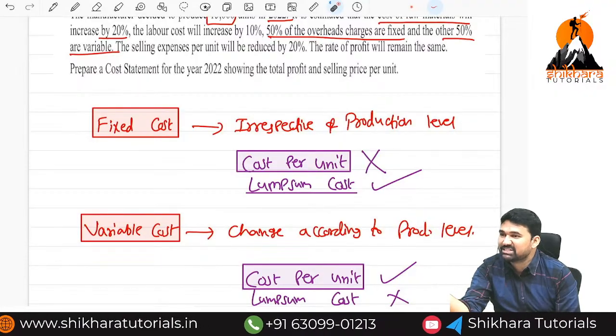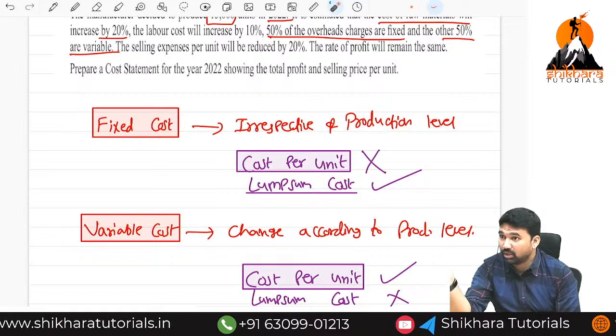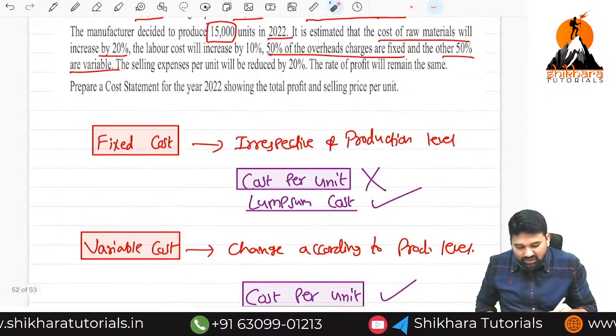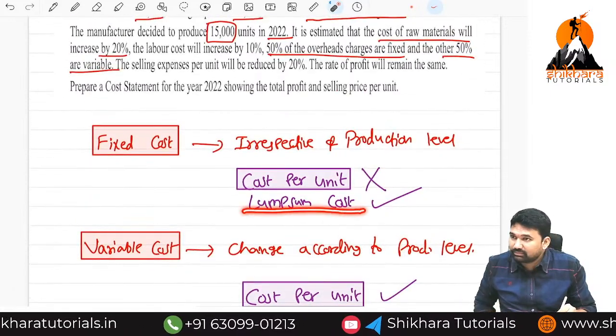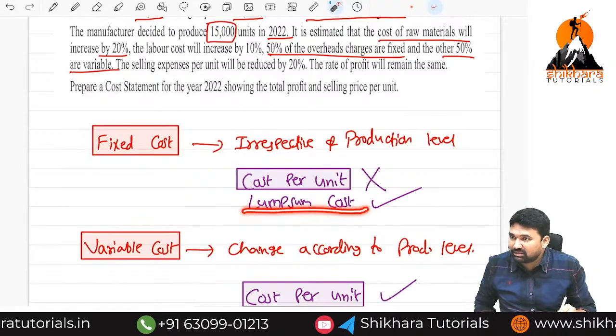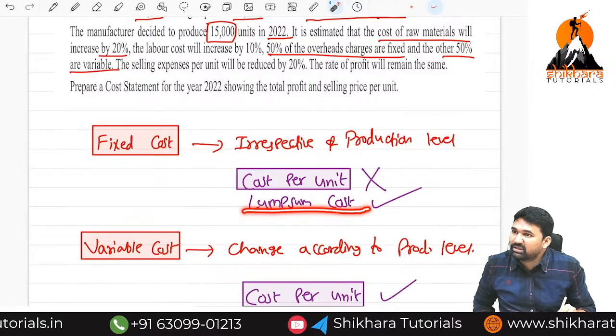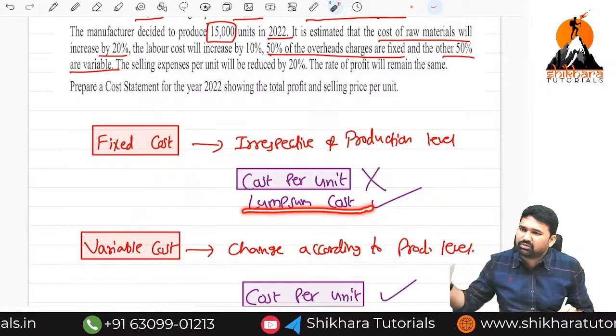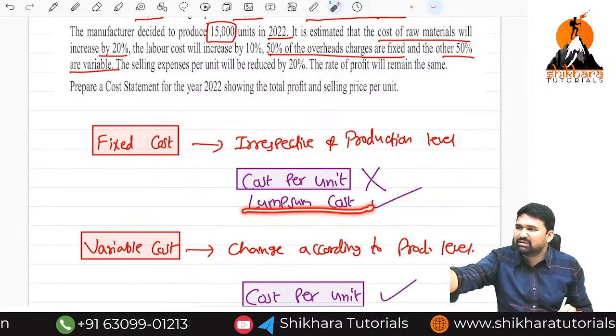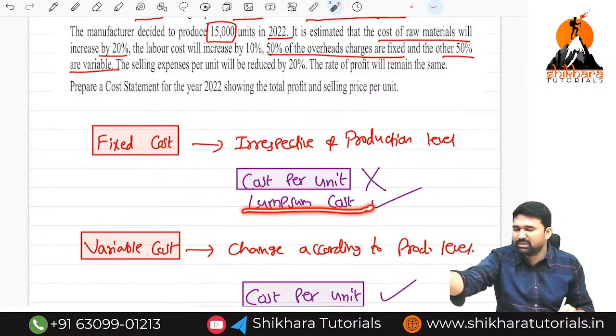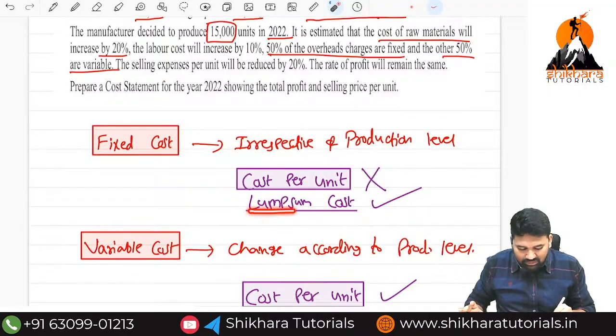This is the best example for fixed cost. Now listen. Fixed cost. Lump sum fixed, right? How much are you paying to landlord every month? 20,000, 20,000, 20,000. One member is there, 20,000. Two members, 20,000. Three members, 20,000. So lump sum cost is fixed.